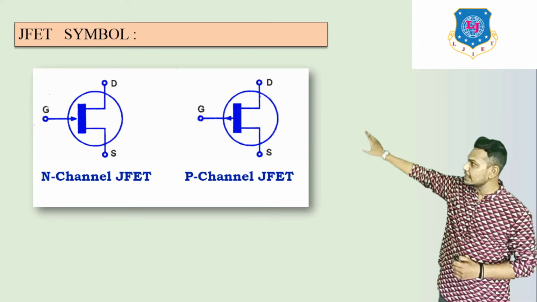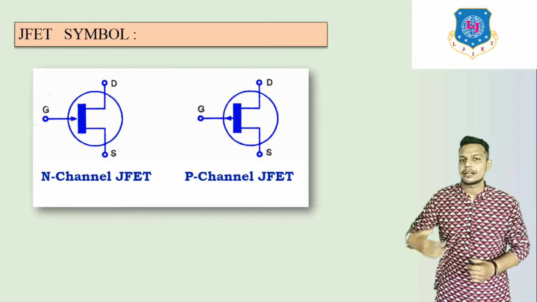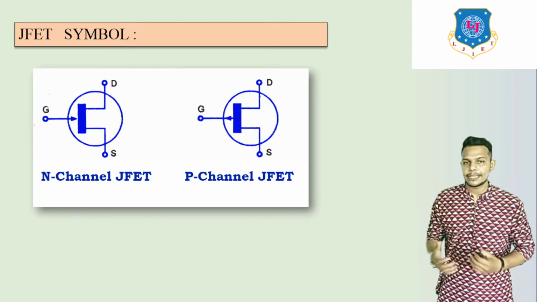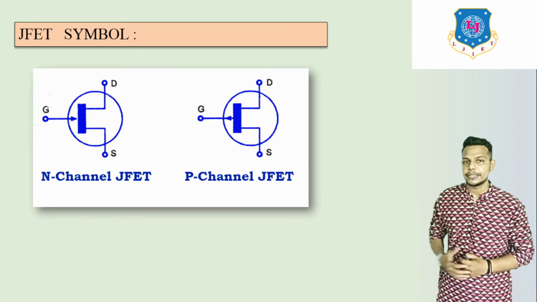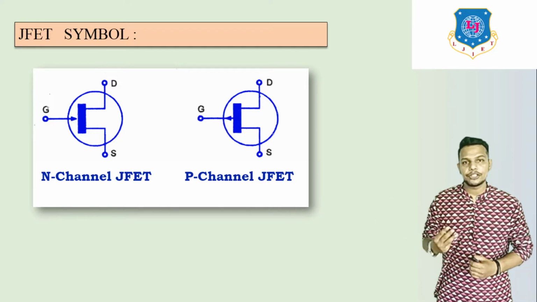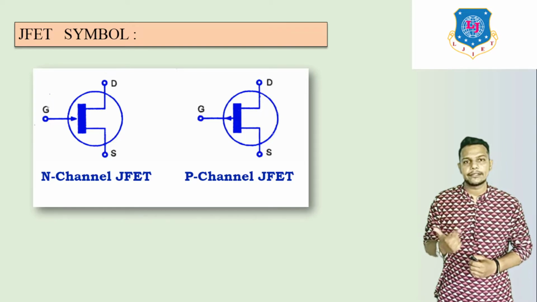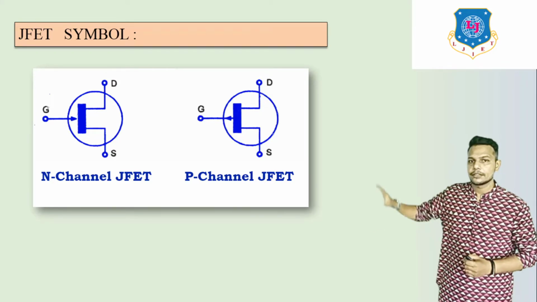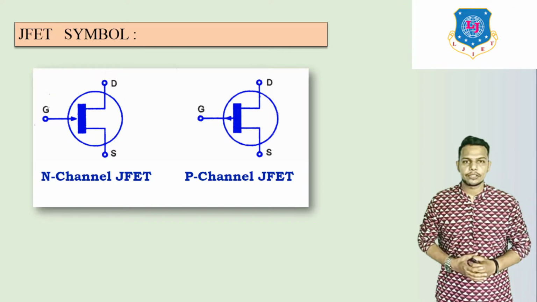Here we can see drain, gate and source. There are three different terminals in a FET. Whereas in a BJT, bipolar junction transistor, the three terminals are base, collector and emitter. But here drain, gate and source are the terminals for the FET.